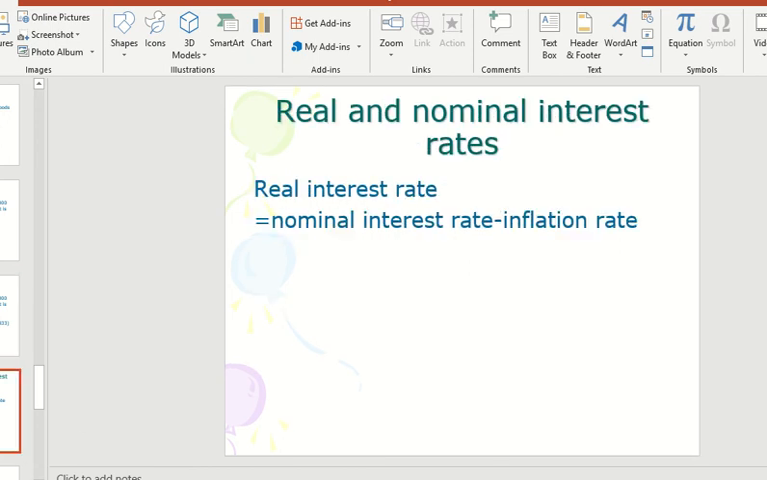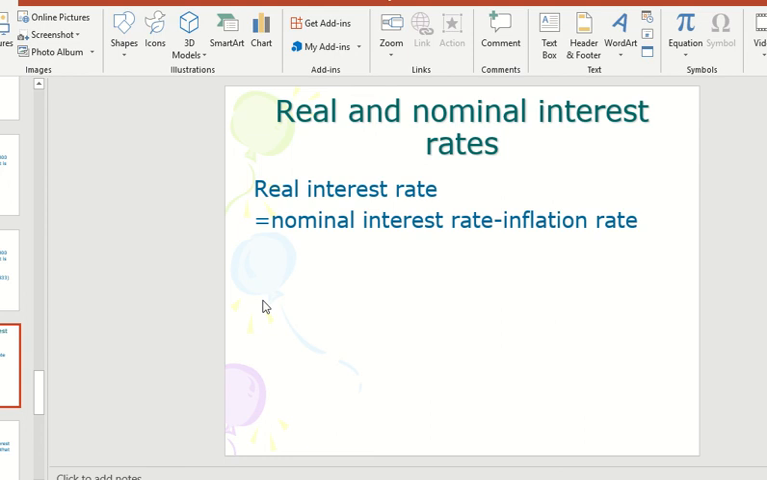Okay. The last pair of real and nominal variables that we will introduce ourselves to is real and nominal interest rate. So real interest rate is equal to nominal interest rate minus inflation rate. Strictly speaking, it should be expected inflation rate because it's the inflation rate that takes place in the future. But for our classroom setting, it suffices to say inflation rate.